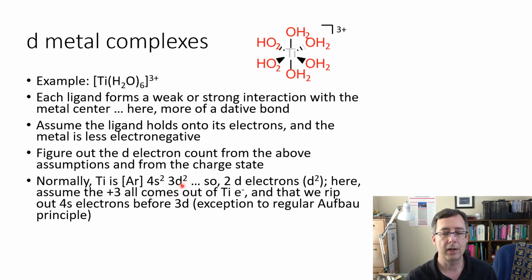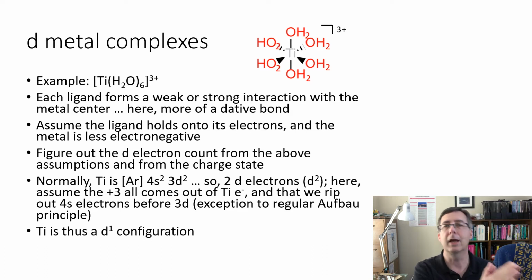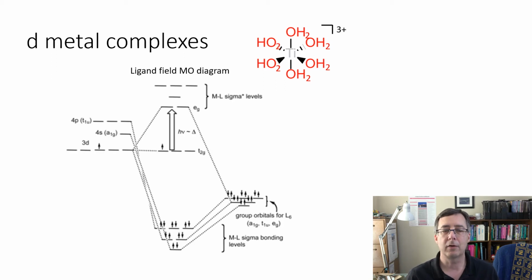And so that winds up with a 3d1 configuration overall. So titanium is a d1 configuration, and that is then what goes into the next step to figure out what the spin of this whole complex is. So here's a molecular orbital diagram.